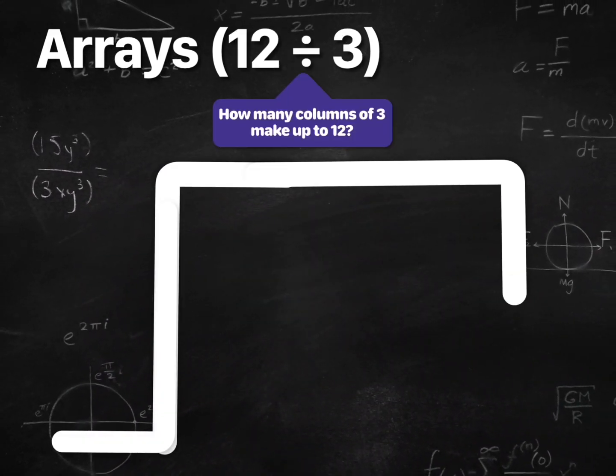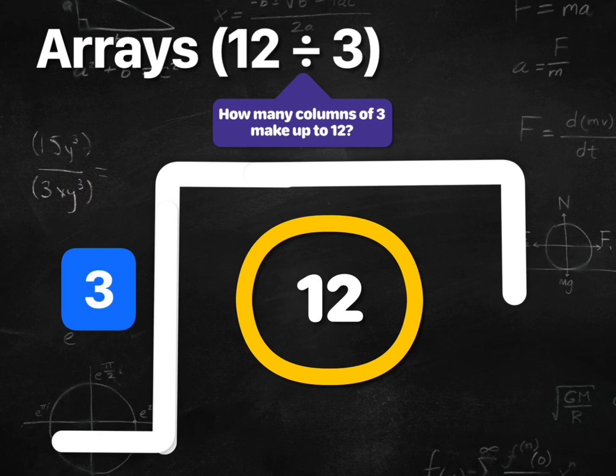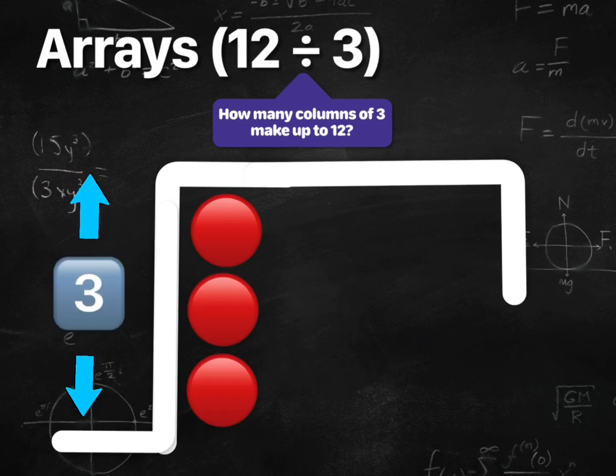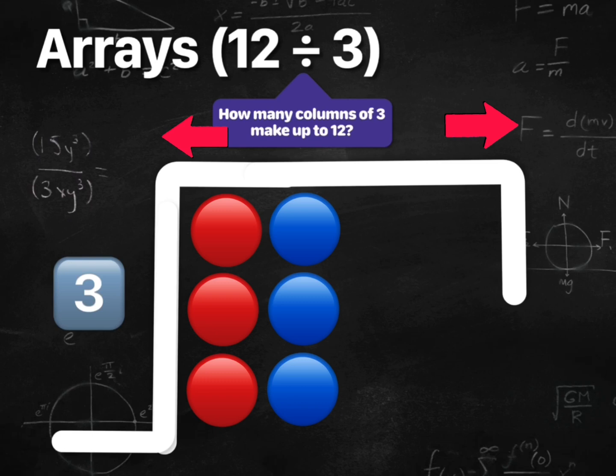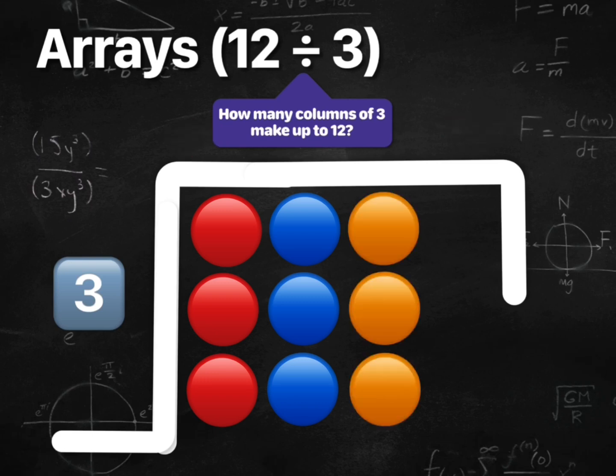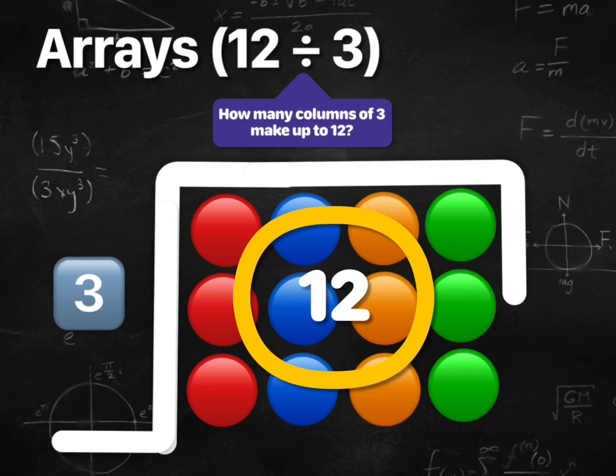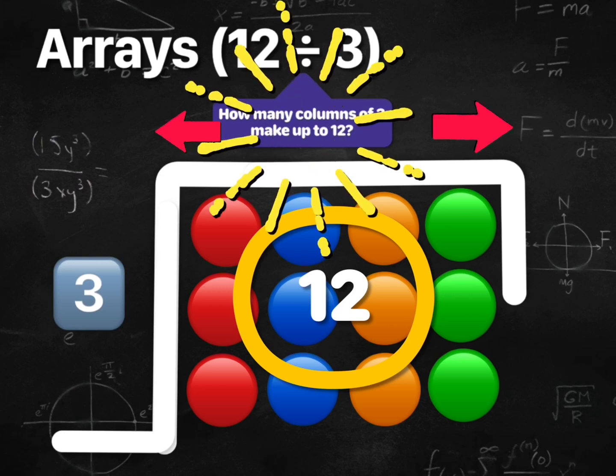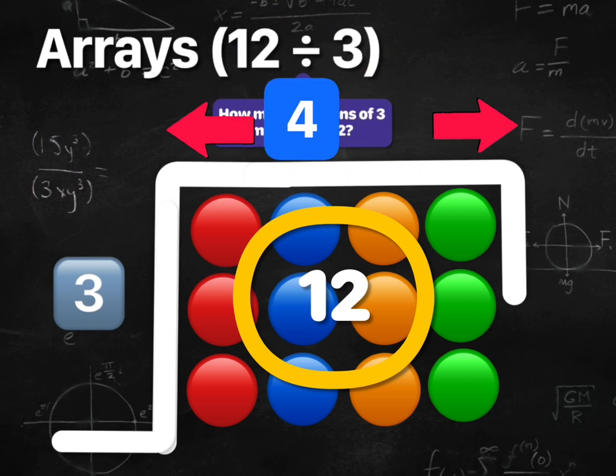And arrays can easily be adapted for division. You just build up your array in columns using counters or cubes before going on to draw them, only this time you know the total, and the part that you have to work out is the length of the row.